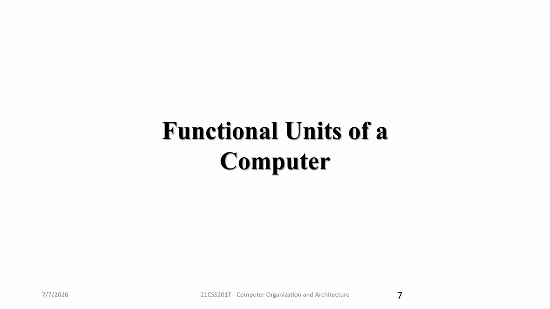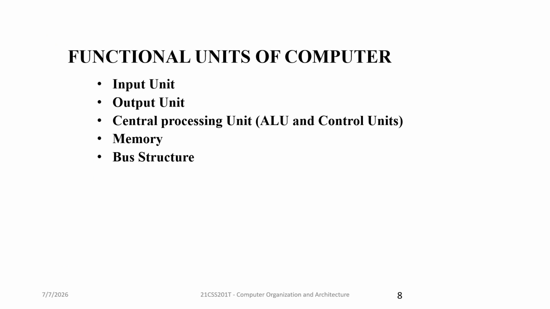Next, we are going to discuss the different functional units of a computer. A computer actually contains five functional units, namely input unit, output unit, and central processing unit. What is the central processing unit? It is a combination of ALU, control unit, and memory. In addition to that, we have a bus. The bus is used for connecting all the different functional units.